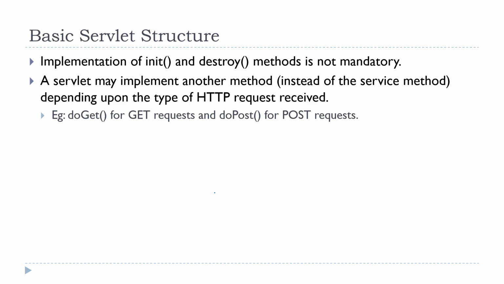And the servlet may implement another method instead of the service method. Depending upon the type of HTTP request that we are trying to handle, we may override some method other than the service method. It is just a service method, but it has a specific name. If we are dealing with a get request, then we will have a method named doGet. If we are dealing with a post request, then we have a method named doPost. So we can implement these doGet, doPost methods if we know that we are dealing with a get request or a post request.